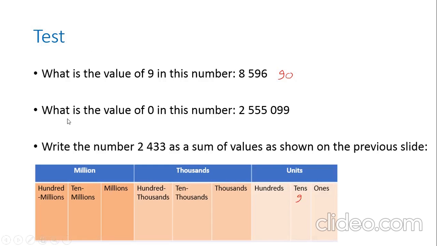Now, in the case of 0 in the number we see here, we notice that 0 falls in the position of hundreds. So its value is 0 hundreds, which is 0.